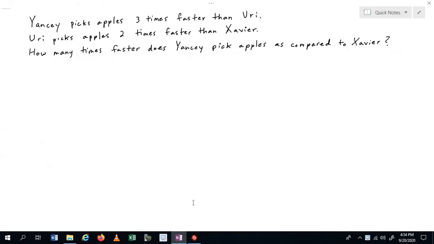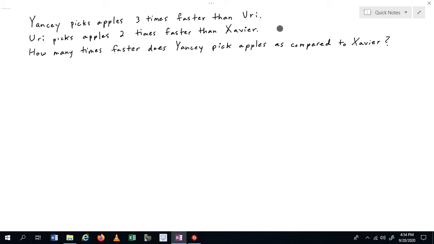So to understand what the first form of the chain rule says, let's look at this example. Yancey picks apples 3 times faster than Yuri. And Yuri picks apples 2 times faster than Xavier. So the question is, how many times faster does Yancey pick apples as compared to Xavier? Okay, so we're going to look at this in terms of rates of change. The first statement says that for every apple that Yuri picks, Yancey would be picking 3.